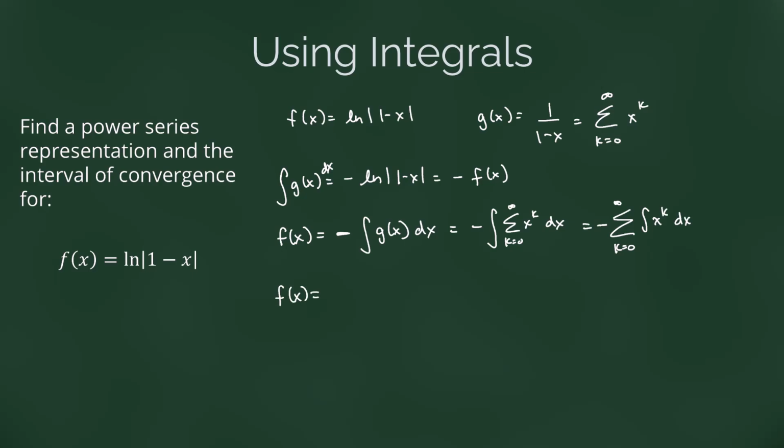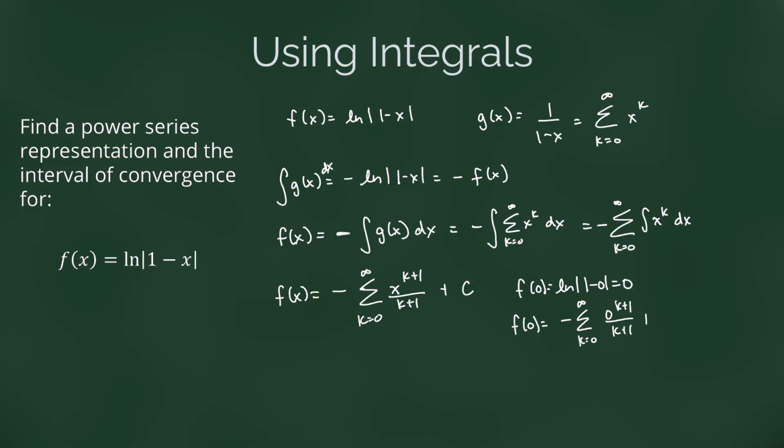So f of x now is the negative sum from k equals 0 to infinity. The antiderivative of x to the k is x to the k plus 1 over k plus 1. But of course, since we're antidifferentiating, we need our constant. Now, let's look at f of 0. F of 0 is the natural log of 1 minus 0, which is 0. But we also know that f of 0 is the negative sum from k equals 0 to infinity of 0 to the k plus 1 over k plus 1 plus c. So that means that c has to be 0.